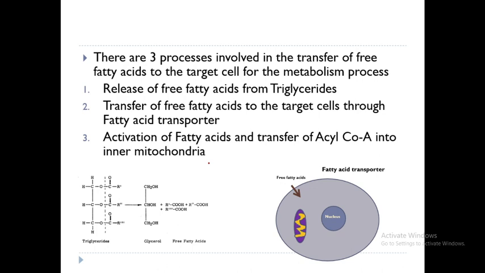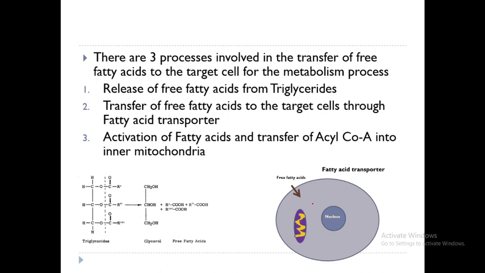Only 2 cells, that is RBCs and the neuronal cells, lack mitochondria, and in these cells the metabolism of fatty acids will not take place, and the rest of the cells show the metabolic process. Therefore, when the fatty acids are freed, they enter the bloodstream and reach the target cells. When they reach the target cells, they enter the cytoplasm through the fatty acid transporter, and from there they enter the mitochondria.